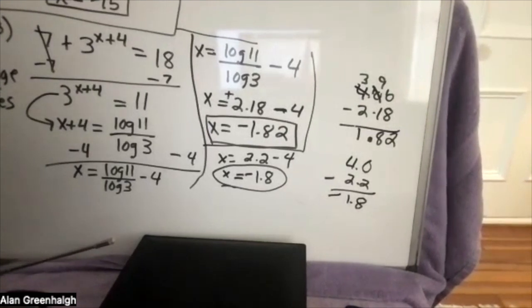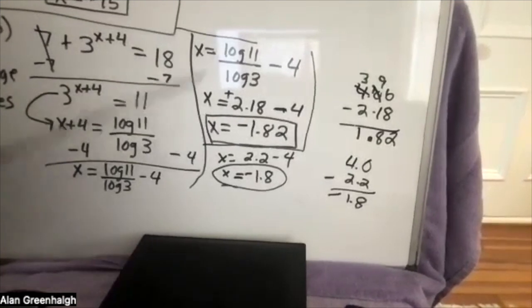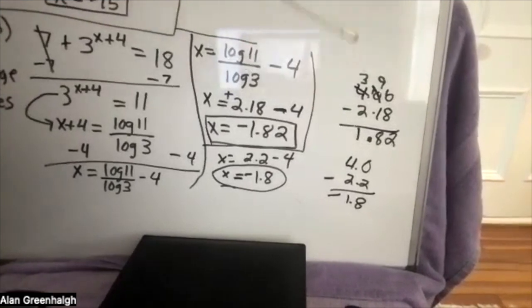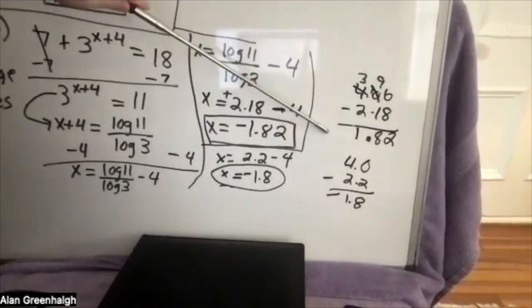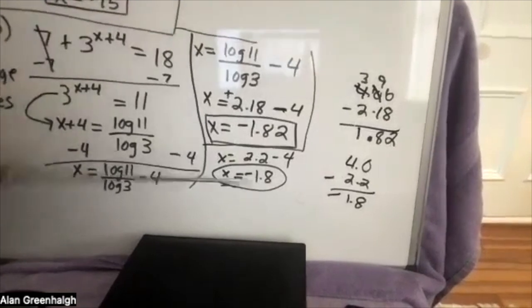Oh, yeah, you're going to lose. Each time you do something like that, you lose a little more accuracy. So you did the log of 11, got an answer. You did the log of 3 and got an answer, then divided those two, and then subtracted 4. Yes, yeah.